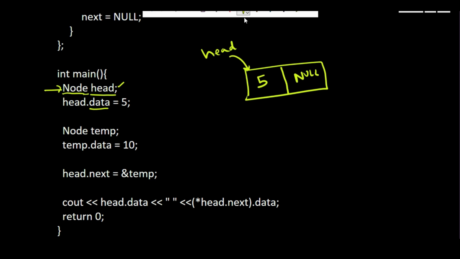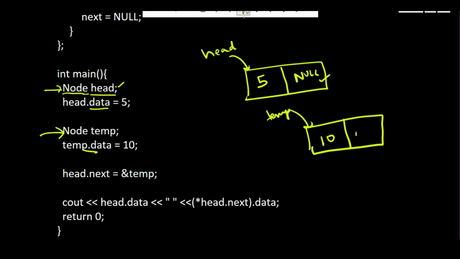So the default constructor will be used and this will be null initially. Then we create another node, we call it temp. We change its data to 10 and the next will obviously be null.